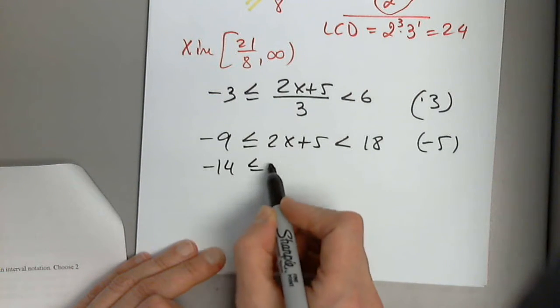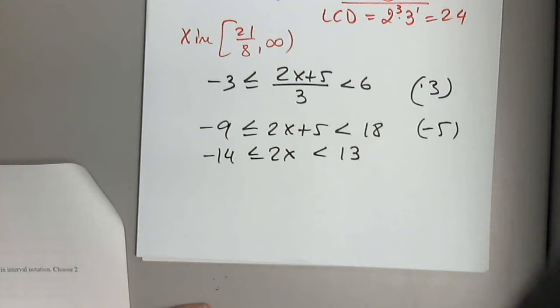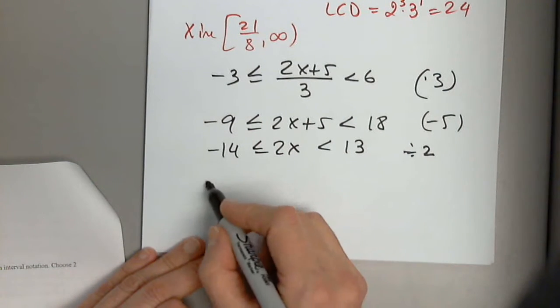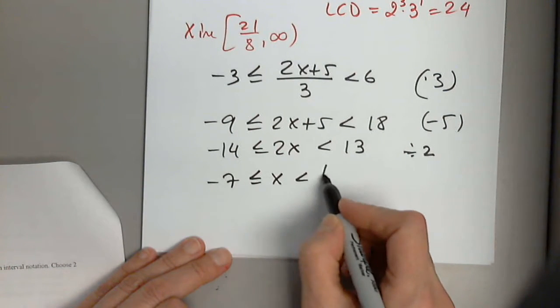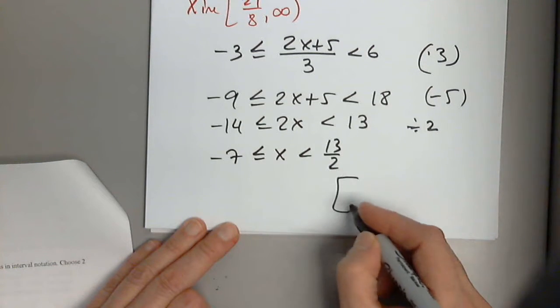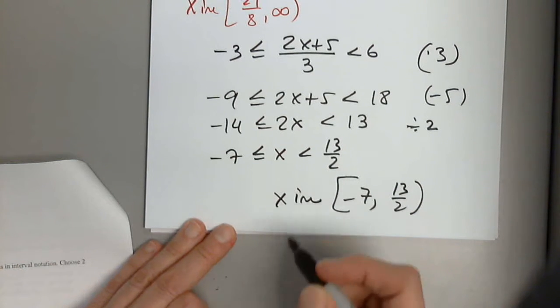So negative 14 less than or equal to 2x less than 13. Very good. And then we divide everything by 2, negative 7 less than or equal to x less than 13 halves. And this is the solution right here. Bracket negative 7, 13 halves, parenthesis, x in this interval.